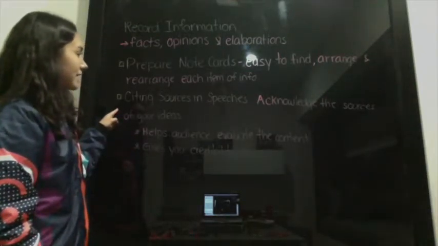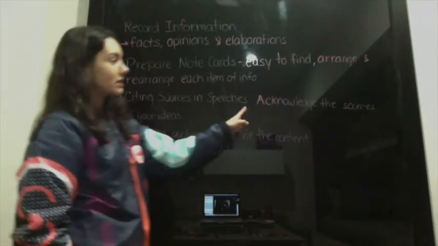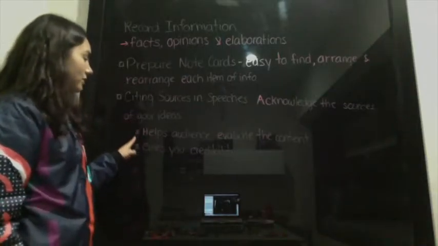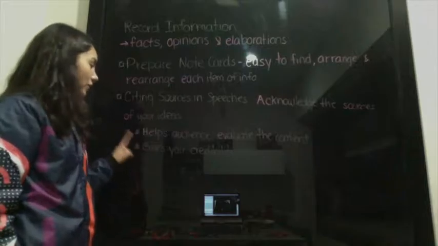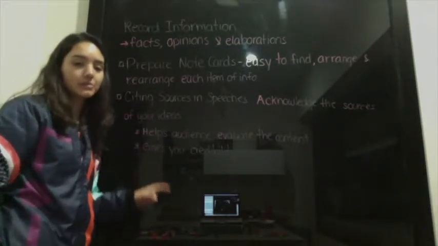Another way is citing sources in speeches. You want to make sure that you always acknowledge the sources of your ideas, because it helps the audience evaluate the content of your speech and also gives you credibility. And also you want to avoid plagiarism.